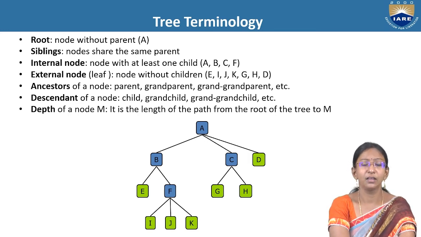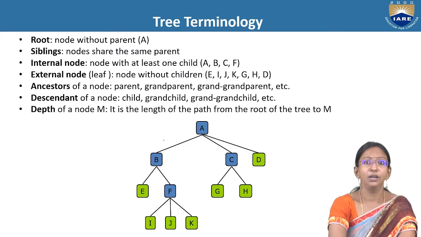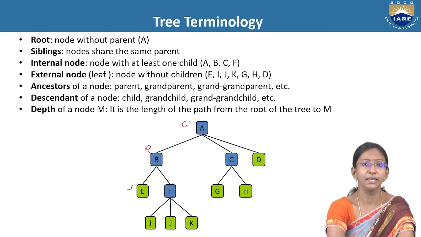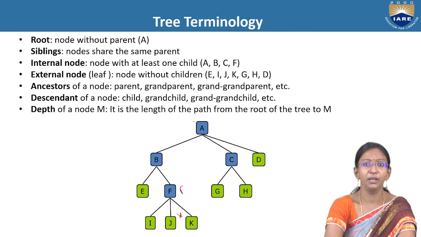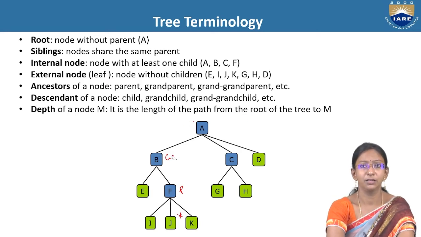Then ancestors. Ancestors are nothing but parents, grandparents, grandparents are nothing but ancestors. From the point of view of E, B is parent, A is grandparent. P and GP come under the category of ancestors. From the point of view of, say, J, F is parent, B is grandparent, A is grandparent. All three are ancestors.